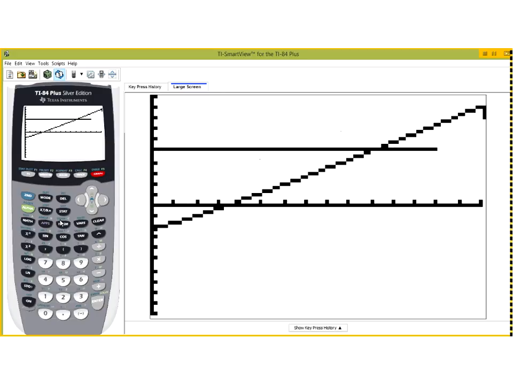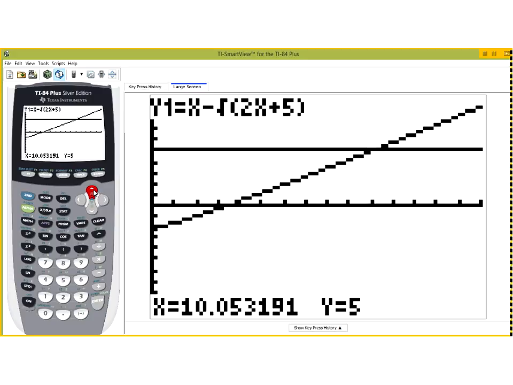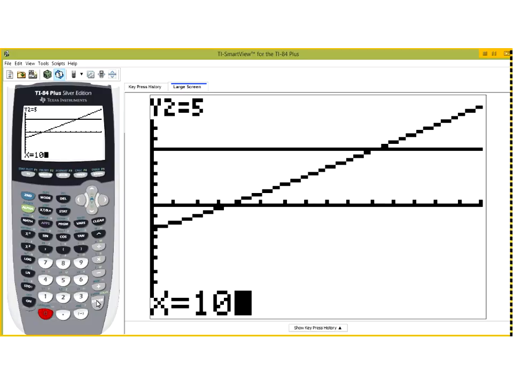We can change our min to 0 because we're not interested in stuff that's happening over there. So there's that, and there's that. And so let's use trace. Type in 10, and we see there we are. So if I use my up arrow and hop between the two equations, it's basically the same.